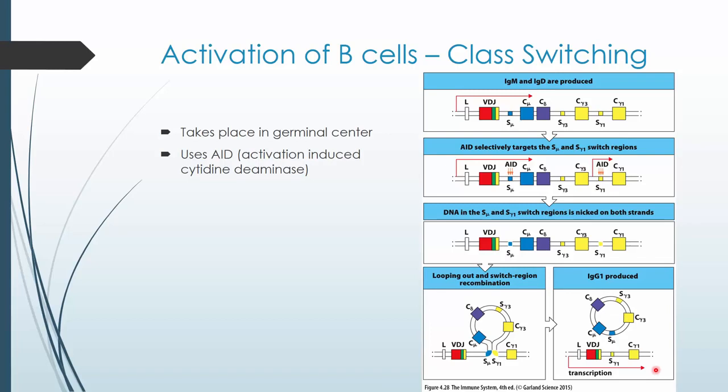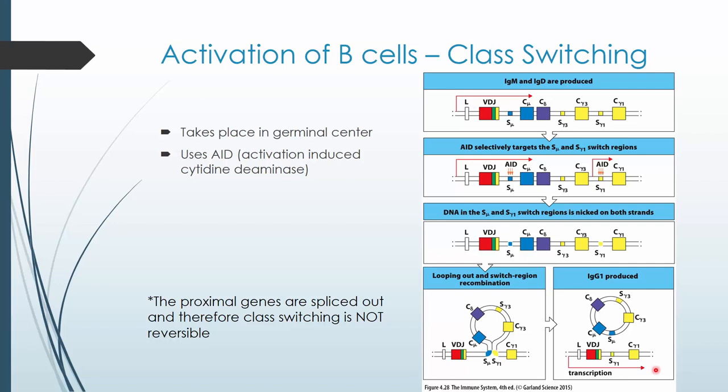It's important to note that because the genes are actually removed, you can't go backwards. So once you've class switched, you can't re-add that gene fragment back into the genome. So B cells cannot reverse class switch. They can only continue to class switch by cleaving out further parts of the genome.